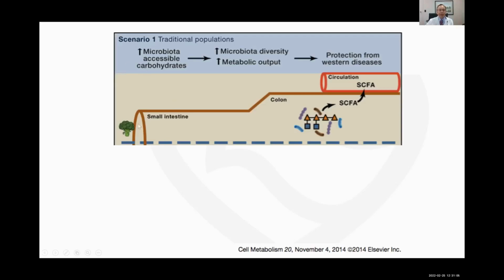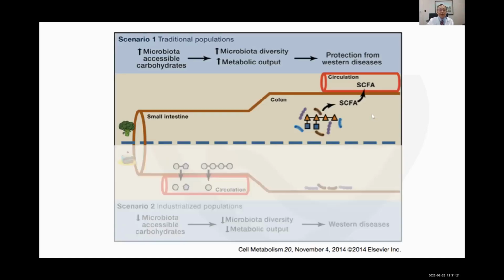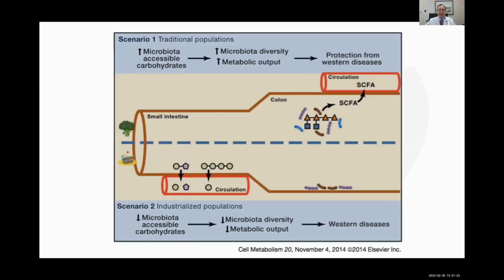So the fiber they eat, broccoli and so on, can't be digested by our own small intestinal tract, but goes on down into the colon and feeds, in general, your friendly microbiota. Versus scenario 2, industrialized Western populations, where 70% of our diet is highly ultra-processed foods, lacking nutrients, lacking fiber. We're down from 150 grams up here, down to 5 to 15 grams.